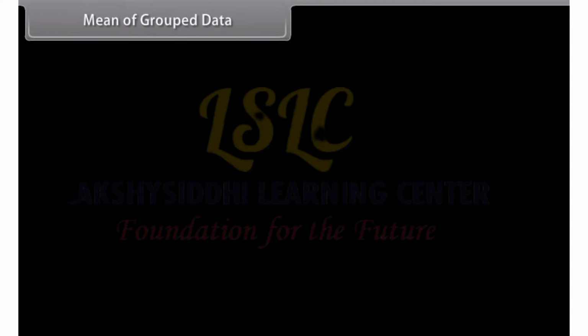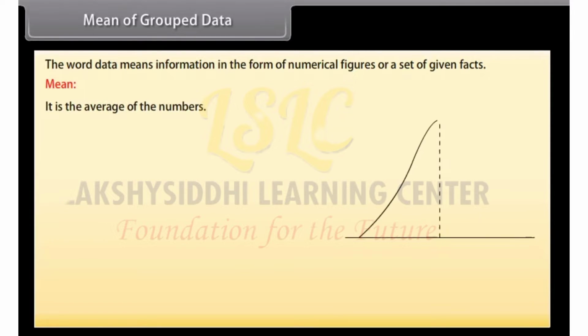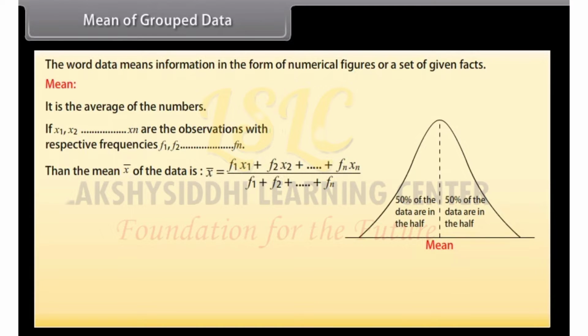Mean of grouped data. The word data means information in the form of numerical figures or a set of given facts. Mean. It is the average of the numbers. If x1, x2, and so on till xn are the observations with respective frequencies f1, f2, and so on till fn, then the mean x bar of the data is x bar is equal to f1 x1 plus f2 x2 plus so on till plus fn xn by f1 plus f2 plus so on till plus fn.